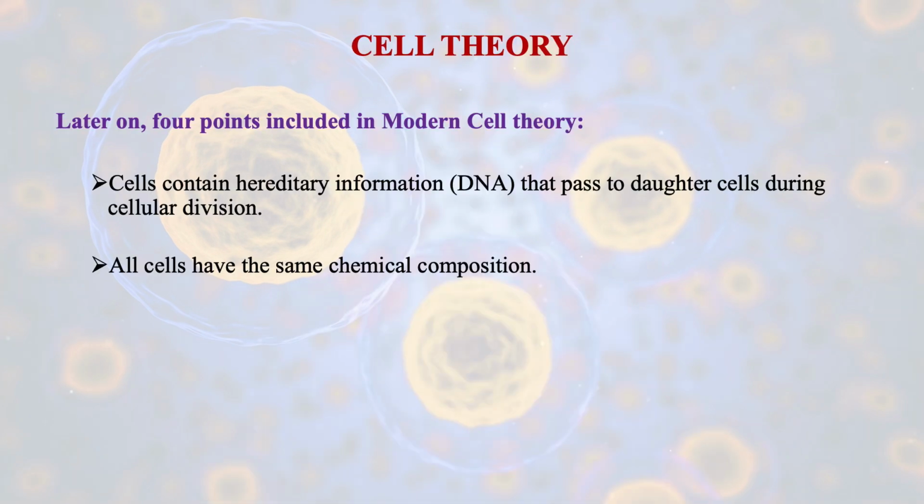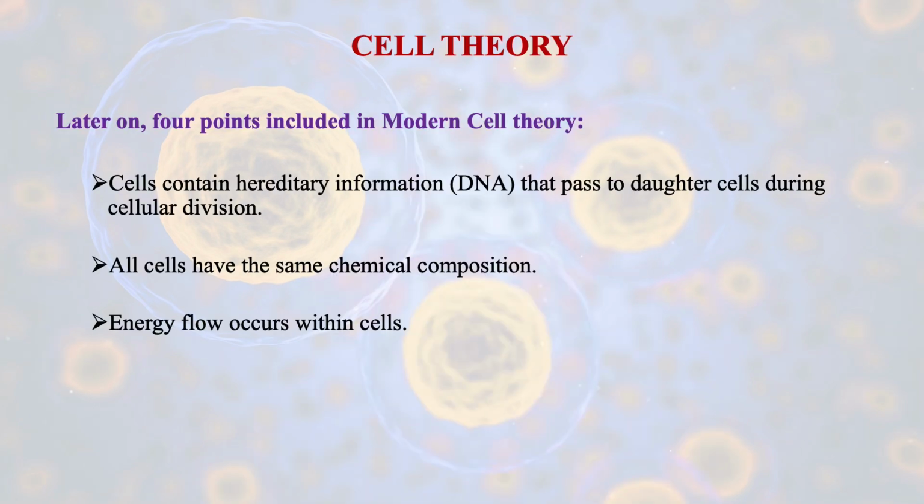And second point is that all cells have the same chemical composition. It means the cells are made up of small atoms and minerals. So the composition of all cells, either unicellular or multicellular cells, it means the prokaryotic and eukaryotic cell, has the same chemical composition.